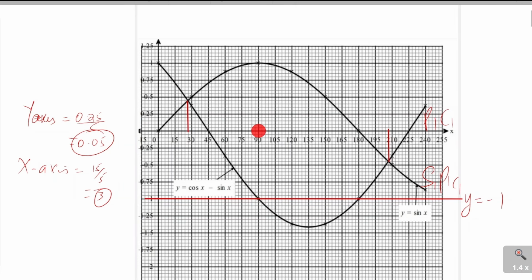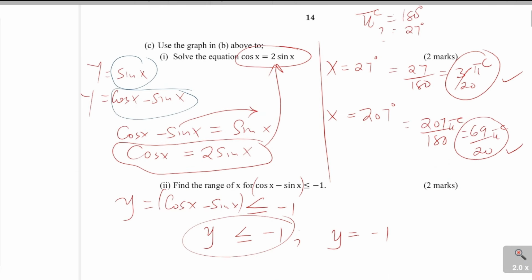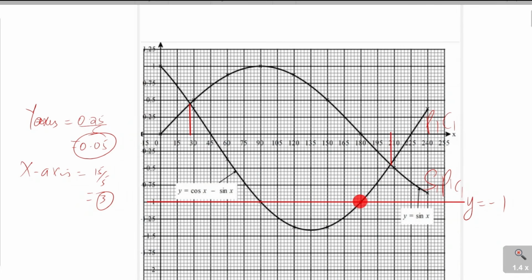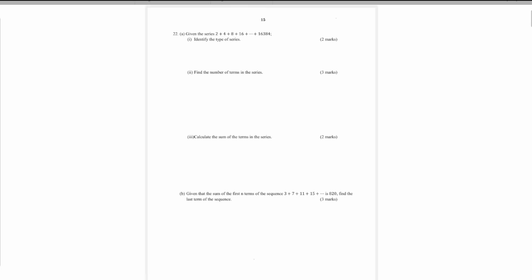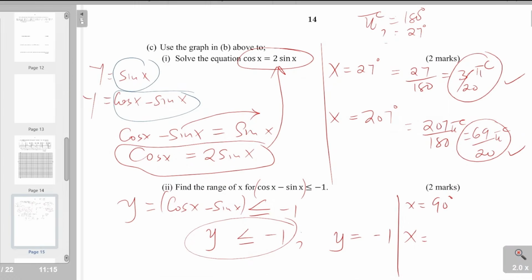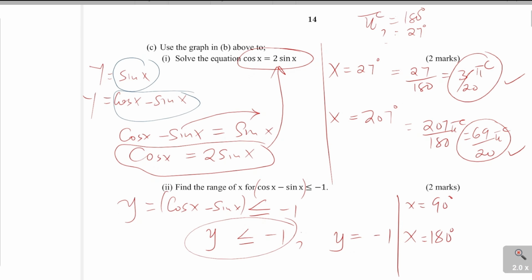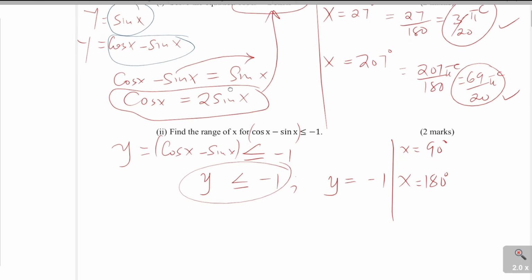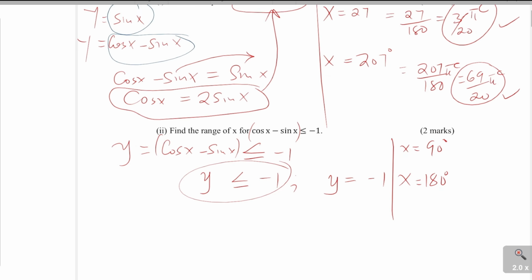When you drop straight down, you find this is 90, this is 90, and then this one is 180. So the first one is 90, so x is equal to 90 degrees. And the other one, from here, just drop. This is 180 degrees. Again, you cannot leave these answers like this. You have to give the range, and this is how you give the range.